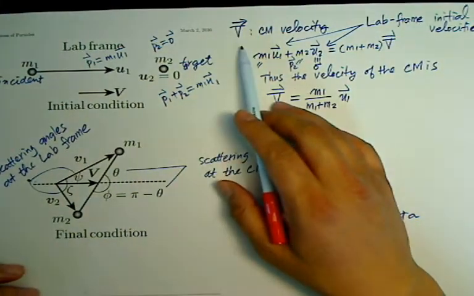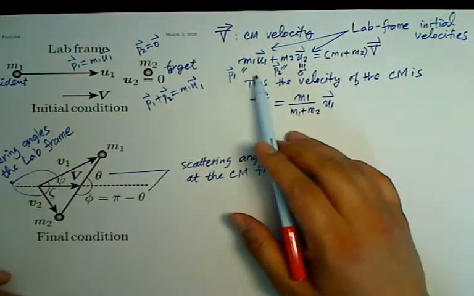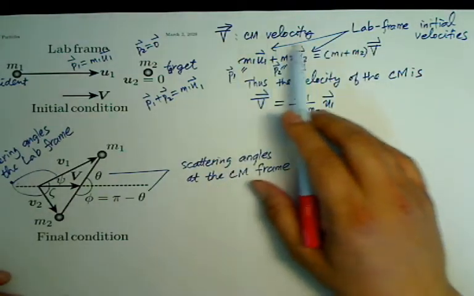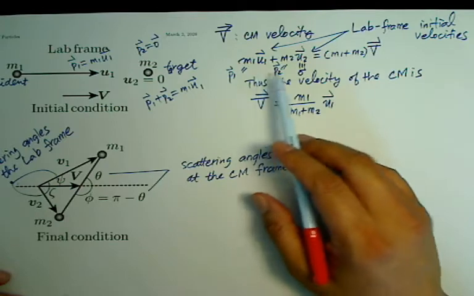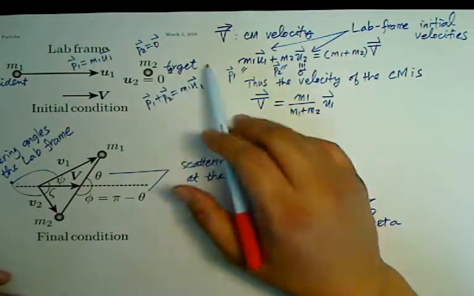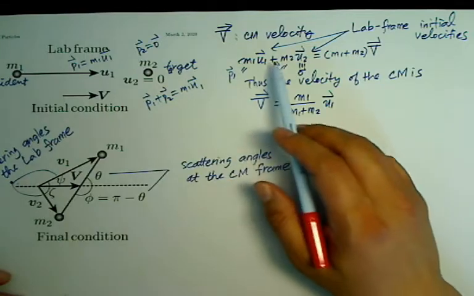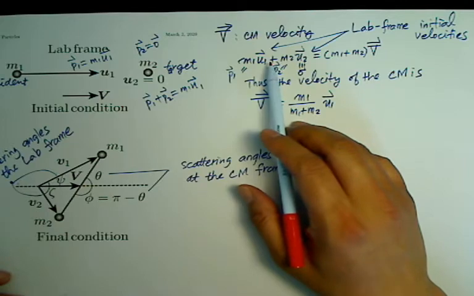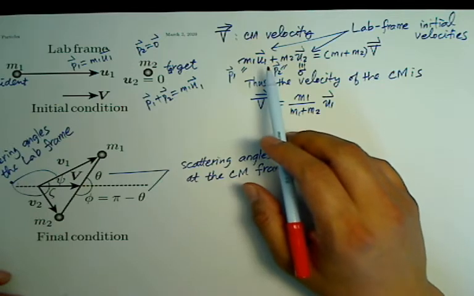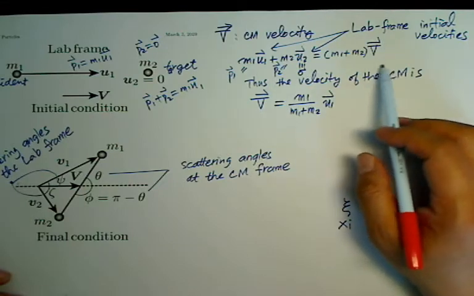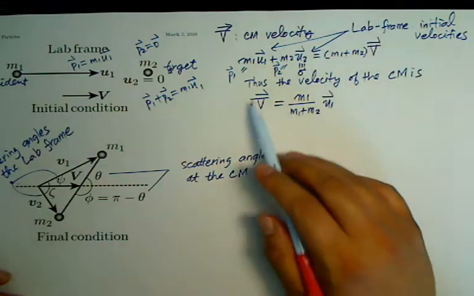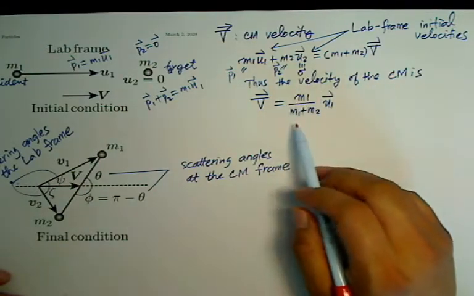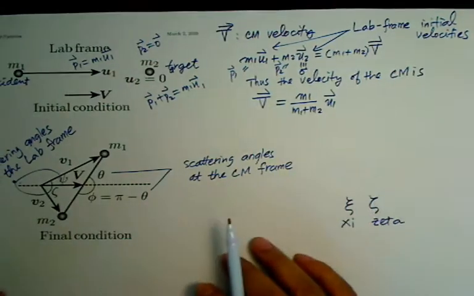Here, capital V is the center of mass velocity, and in any frame, this is true. But at the lab frame, u2 is vanishing because the target is at rest at the lab frame. Therefore, the total linear momentum of the system is m1 times u1 measured at the lab frame. And at the lab frame, the center of mass velocity, capital V, is just m1 u1, the total linear momentum of the initial state, divided by the total mass.